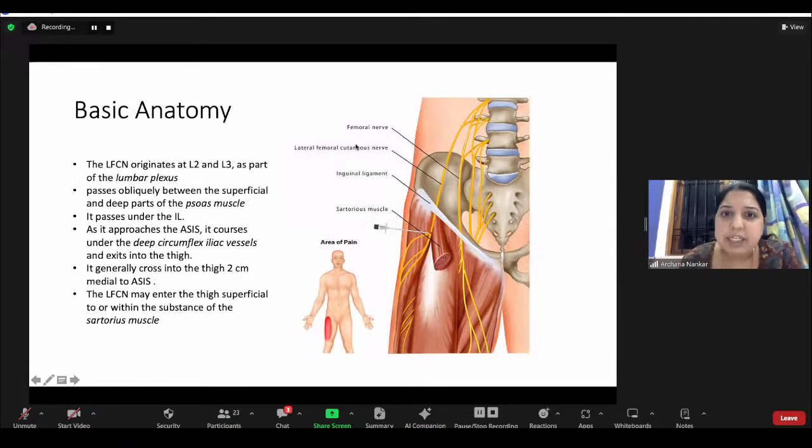So with any nerve entrapment, we should be thorough with the anatomy. The lateral femoral cutaneous nerve is a part of the lumbar plexus. It originates at L2 and L3. Then it passes obliquely between the superficial and deep parts of the psoas muscle. Then it passes under the inguinal ligament, very near to the ASIS, anterior superior iliac spine, generally 2 centimeters medial to the ASIS. And then it lies over the superficial aspect of the sartorius muscle, or sometimes even within the substance of the sartorius muscle.